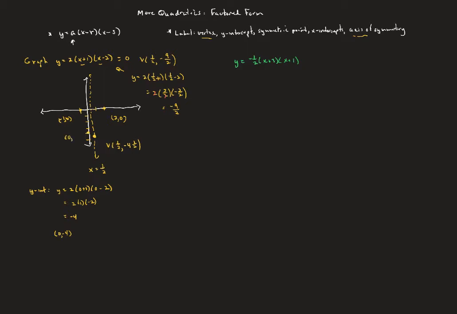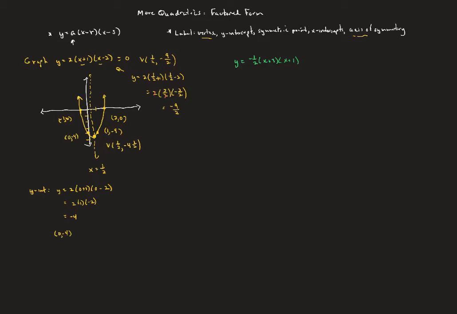So there's (0, negative 4), and then the symmetric point, we're going to use the symmetry that is on the other side of the axis of symmetry from the y-intercept. A half on the other side is going to be at (1, negative 4). And then we can draw our parabola through those 5 points that we have found.